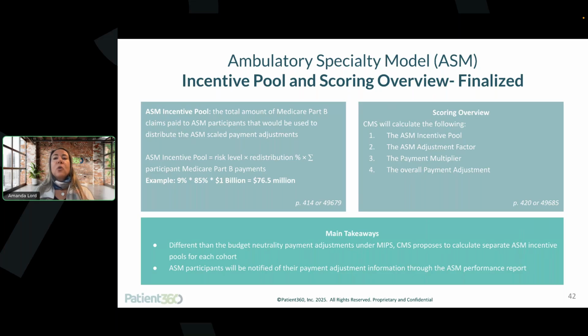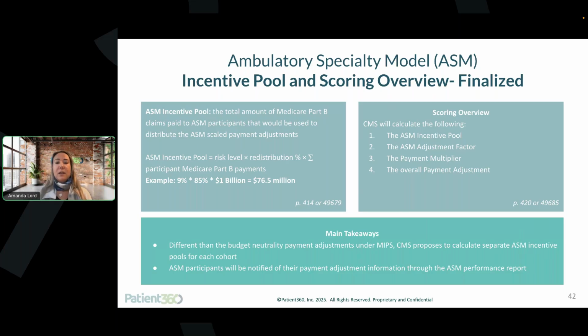To complete the scoring and payment adjustment calculation, CMS is first going to calculate the incentive pool. Then they're going to calculate the adjustment factor, which is a percentage value calculated using your final score, the appropriate risk level percentage and CMS scaling factor. And they're also going to calculate the payment multiplier and the overall payment adjustment. So it's important to note that CMS is planning to calculate separate ASM incentive pools for each cohort, right? So low back pain and heart failure, it's 2 separate cohorts and incentive pools.